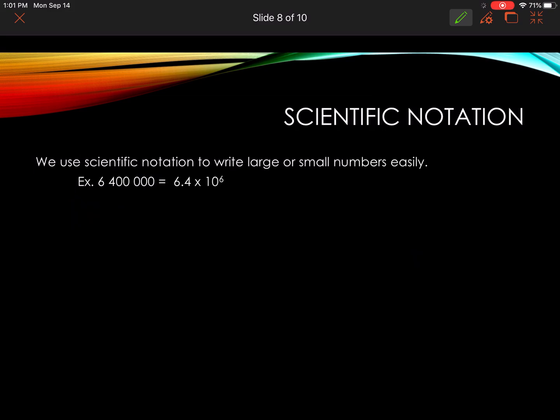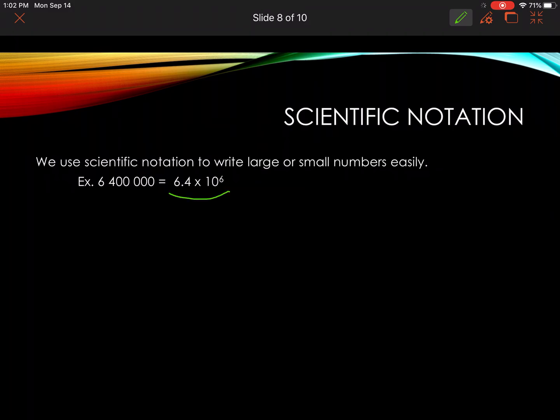Okay, we're going to move on to scientific notation here. We use scientific notation to write large or small numbers easily. For example, we have 6,400,000. It's kind of a pain if we have to write that out all the time. So generally speaking, we're just going to use scientific notation to make it easier. We use this in science a lot because a lot of the values we deal with are very large or very small. In chemistry, we deal with very small particles. So in order for us to see any big changes in atoms, for example, we need a lot of atoms so that we can see changes.